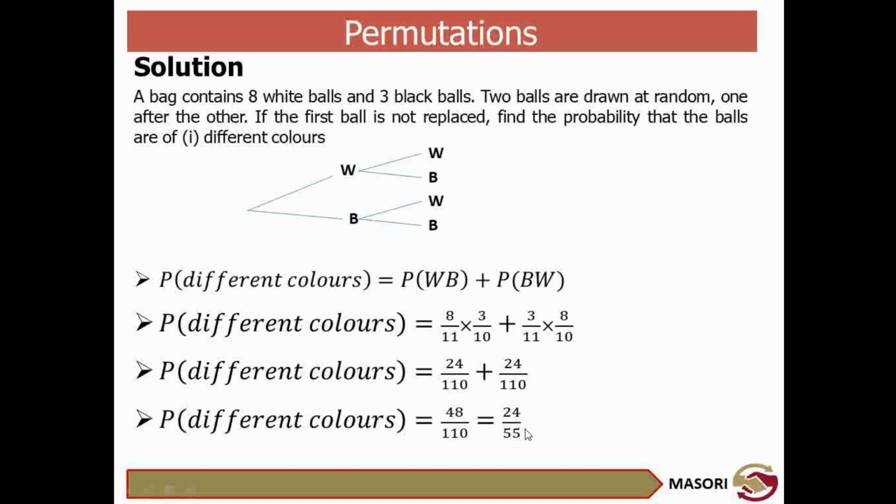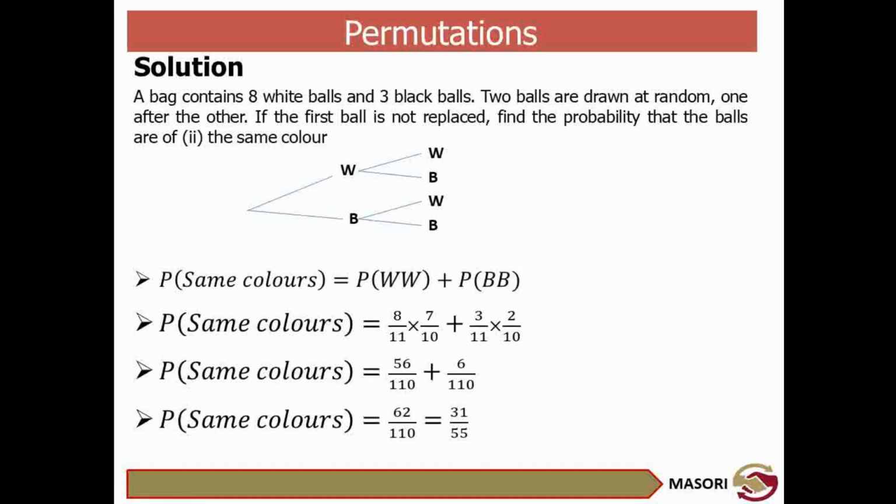Let's look at part 2 of this question. So part 2 now is a situation where we want to find the probability that they are of the same color. Same color, we are looking at white, white, and black, black. So we are looking at the probability of white, white, plus the probability of black, black. Putting these probabilities in this equation, what we know is that if you pick the first ball to be white, the probability will be 8 over 11.